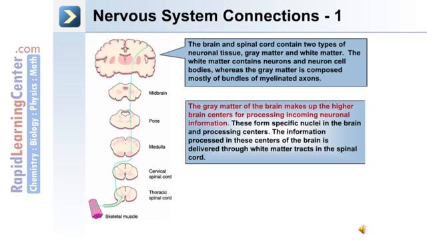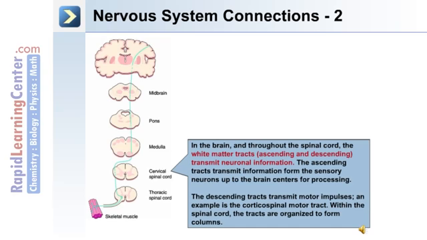The information processed in these centers of the brain is delivered through white matter tracts in the spinal cord. In the brain and throughout the spinal cord, the white matter tracts, both ascending and descending, transmit neuronal information. The ascending tracts transmit information from the sensory neurons up to the brain centers for processing, and the descending tracts transmit motor impulses. An example is the corticospinal motor tract, and within the spinal cord, these tracts are organized to form columns.